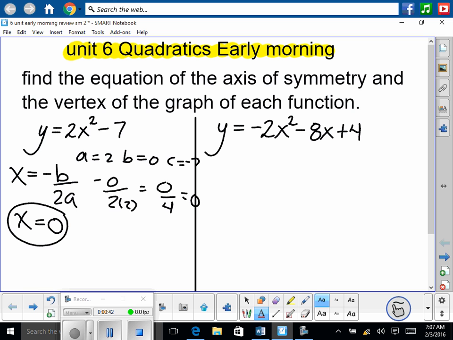0. To get full points, I'm going to push people to write it like this, because that is the equation for the axis of symmetry. Because it's x equals, right? We're writing x equals 0, not just 0. A lot of people put 0. It's x equals 0. Does that make sense?